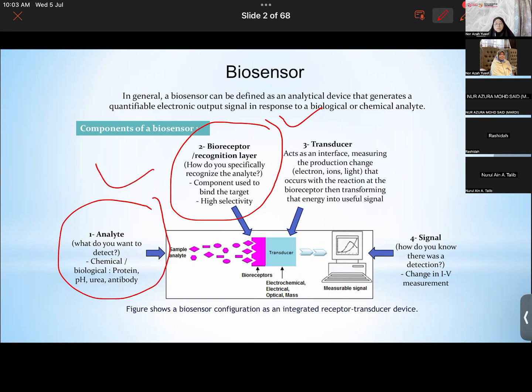And the transducer is the lateral flow part, and some lateral flow also has a special reader. So now we can use, especially our mobile phone, to help us identify the signal readout from the lateral flow.